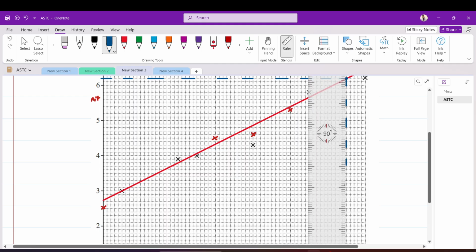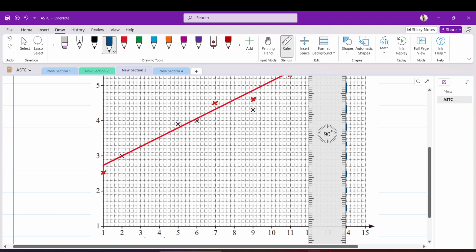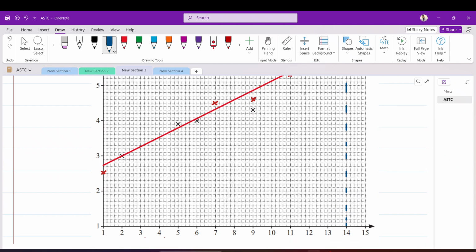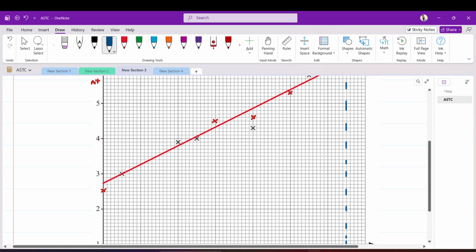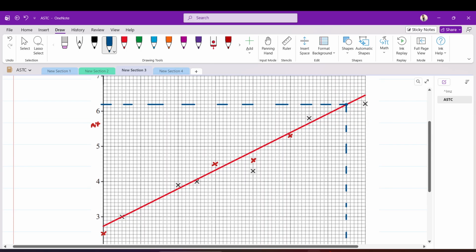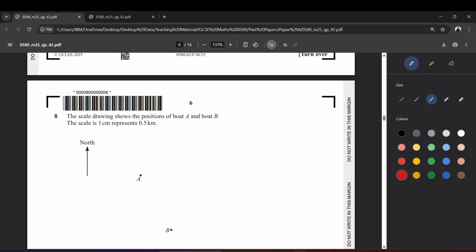The line that goes all the way to 14. Because basically here what you have to do is show how you got the value. So first of all, I put my ruler at 14, drew a vertical line, then I see where it touches the graph, and then draw a horizontal line from there to the y-axis. Okay, so that was the end of question number 7.